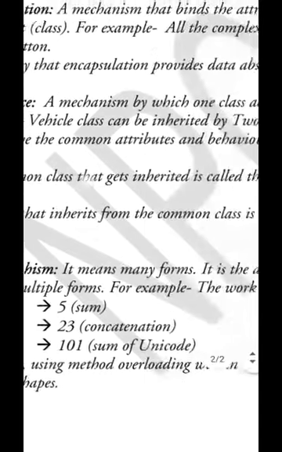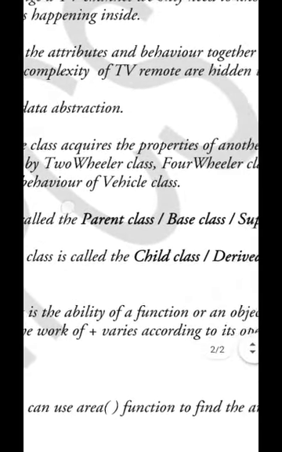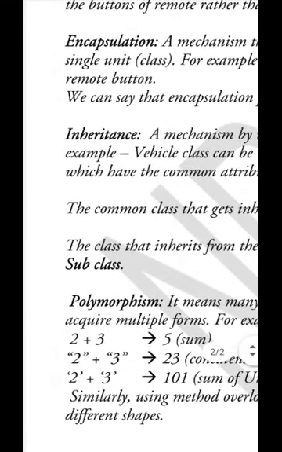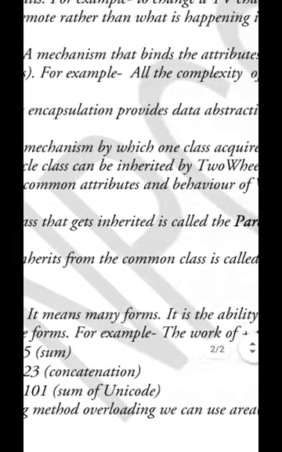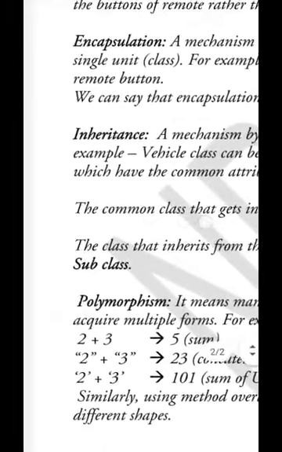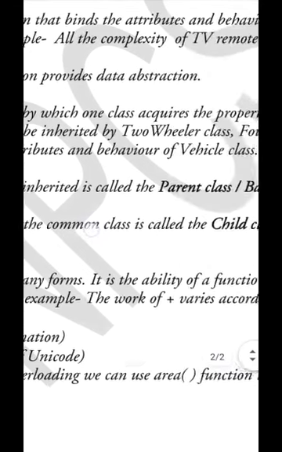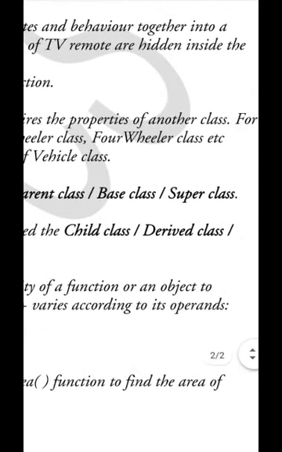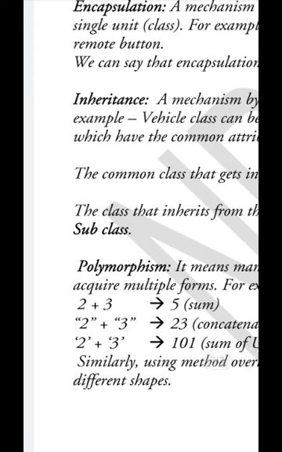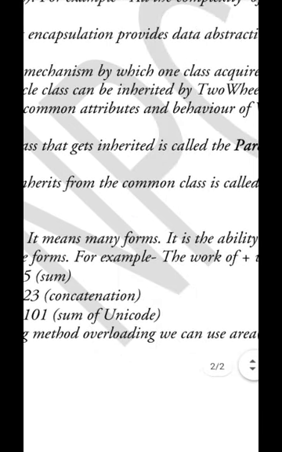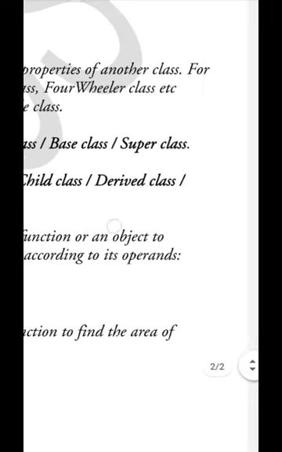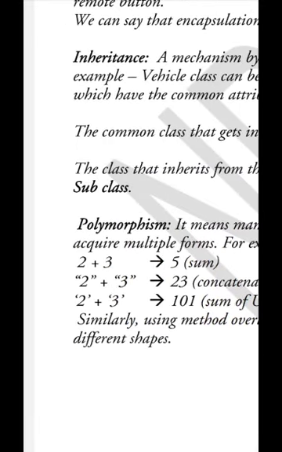Inheritance is a mechanism by which one class acquires the properties of another class. It provides reusability. If one class is already defined, then we can make another class by using that class. In this process, there are two types of classes. The common class that gets inherited is called the parent class, base class, or superclass, and the class that inherits from the common class is called the child class, derived class, or subclass.